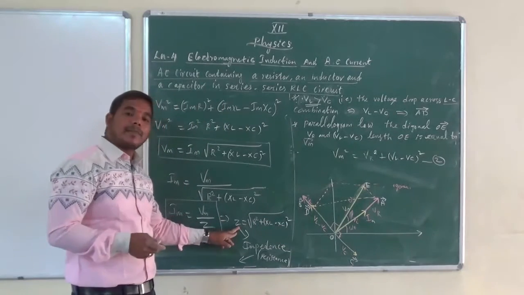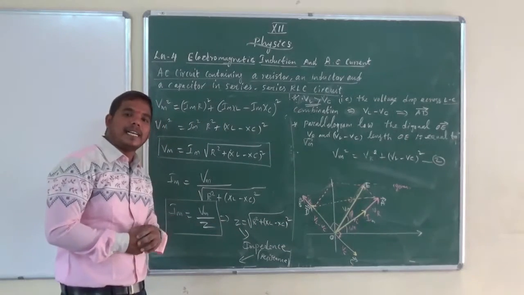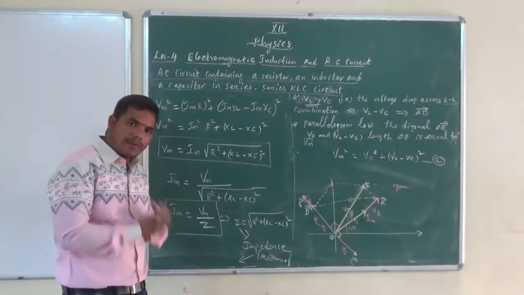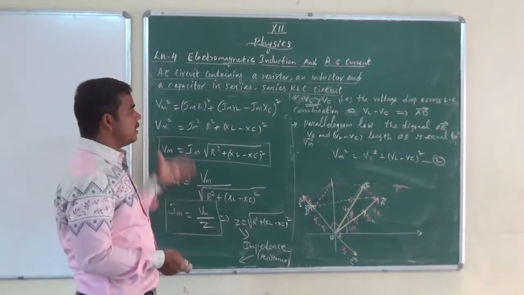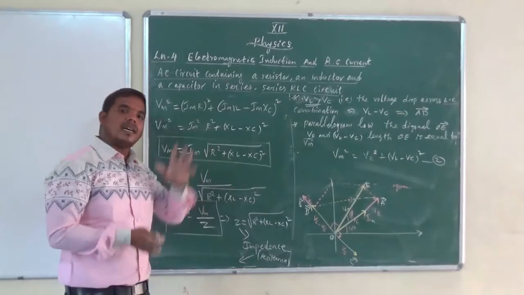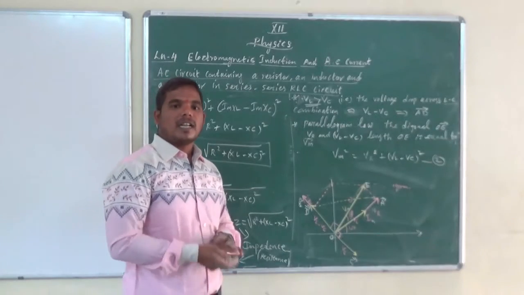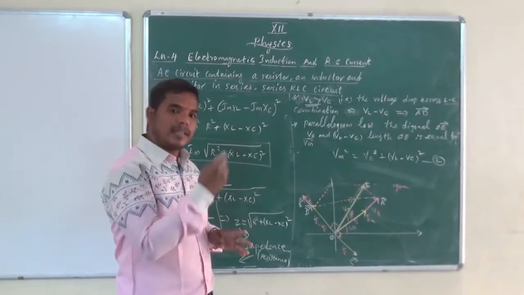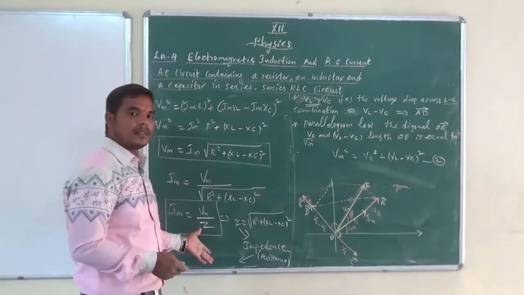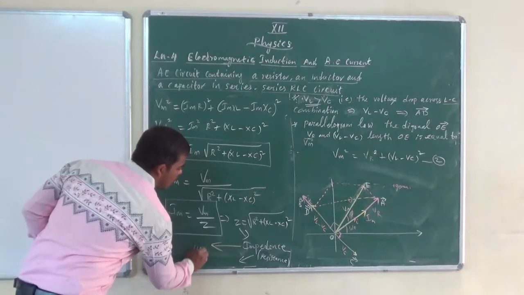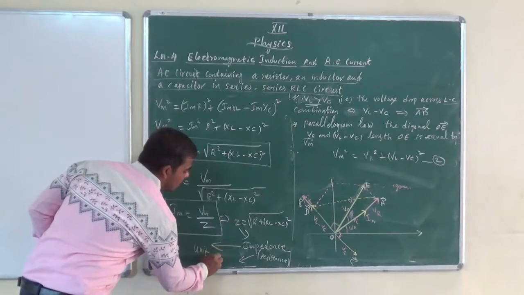What does that Z represent? Z represents impedance. That impedance is the net effort offered by the three components of the connected circuit. What are they? Resistor, inductor and capacitor. These three components offer that resistance, which is known as impedance. And what is the unit of impedance? The unit of impedance is ohm.